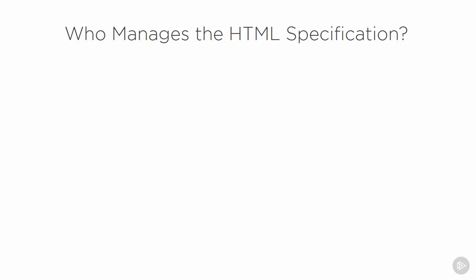So, who manages the HTML specification? You've heard about several task forces and organizations that were involved in the creation and evolution of HTML. Let's talk about them some more, so that you understand who did what. In 1990, it was the inventor of the World Wide Web and the web browser, Tim Berners-Lee, that came up with the first specification of HTML, the first elements that it consisted of. This wasn't a standard yet.